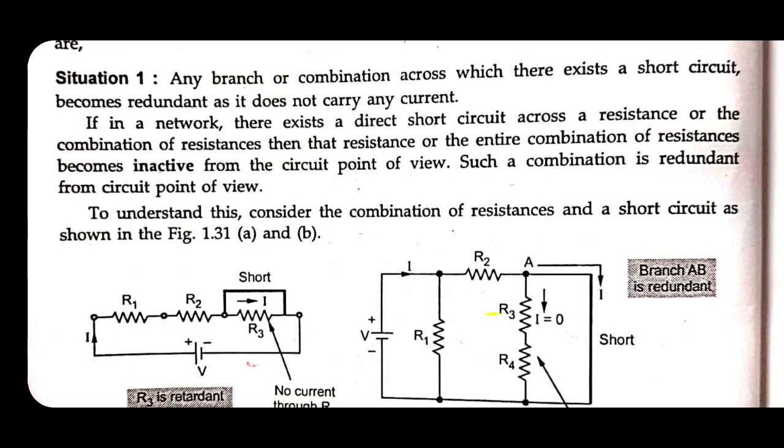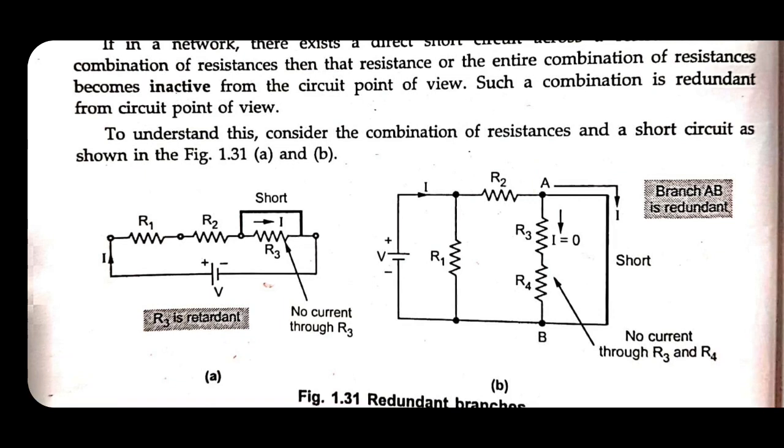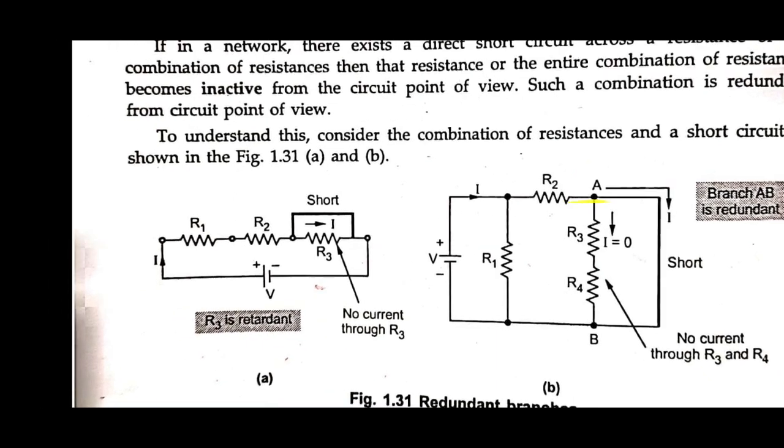Next, if in a network there exists a direct short circuit across a resistance or a combination of resistances, then that resistance or the entire combination becomes inactive from the circuit point of view. Such a combination is redundant. See figure number 2. Here R3 and R4 are a combination of elements, and across them there is a short circuit.